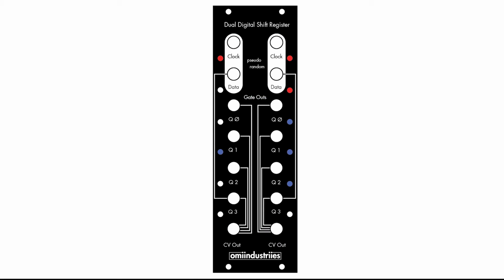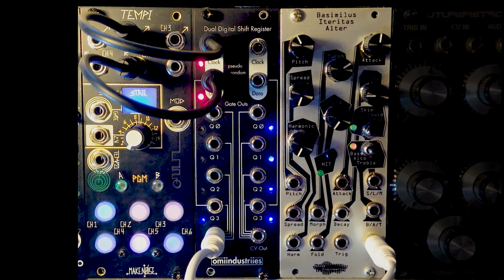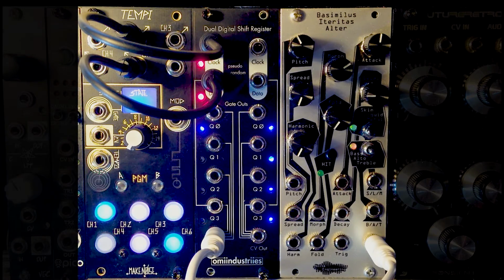There are quirks and personality to the dual digital shift register. It is not precise, it is not perfect. It is fun, and there are a wide variety of applications, though. Let's start patching. Start by patching a gate signal into the clock, then patch a gate signal into the data.